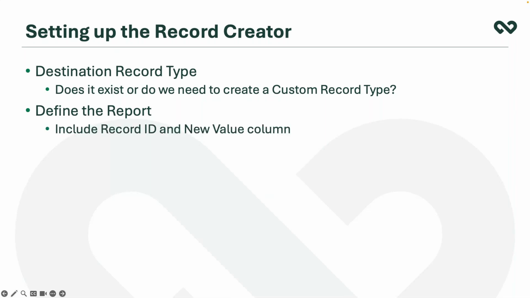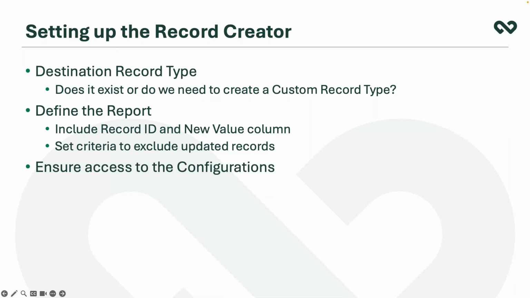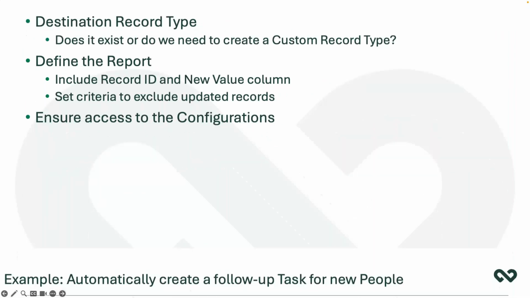The report will also include the original record ID column and field values to be pushed onto a new record created by the record creator. After the record creator runs, we need a rule that removes already created records from the candidate set. And then we need to make sure whoever sets this up has access to the configuration page. Typically, it would be a system admin who sets this up.